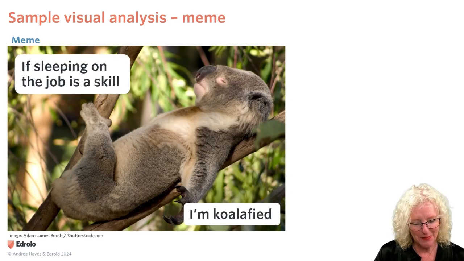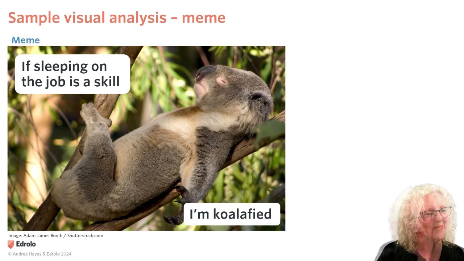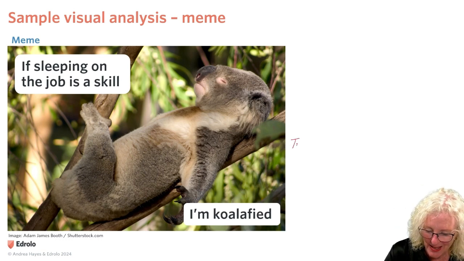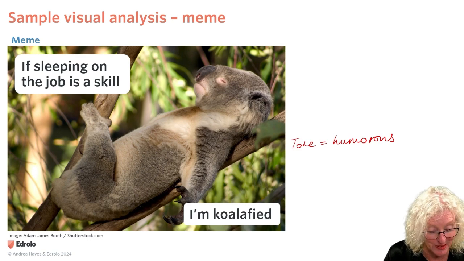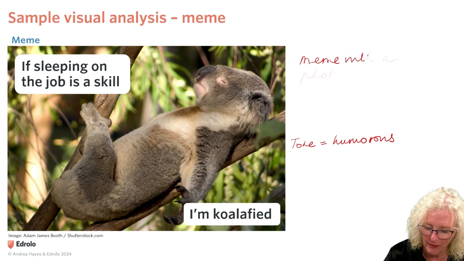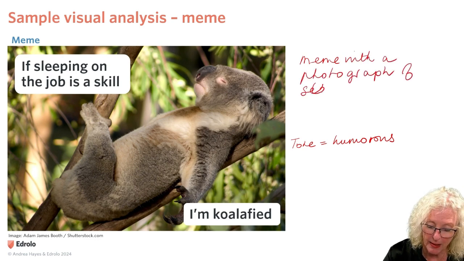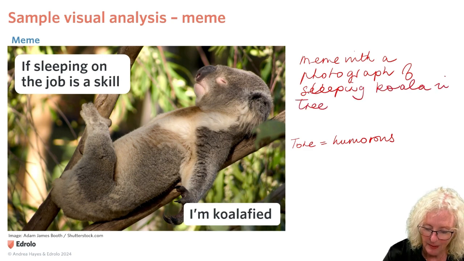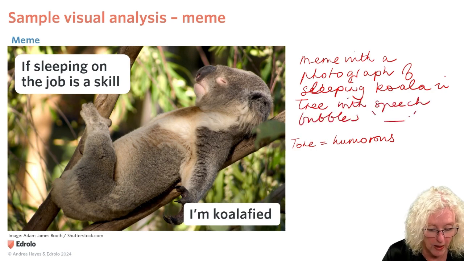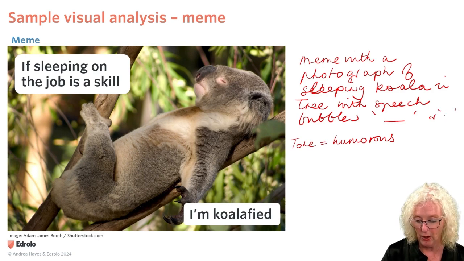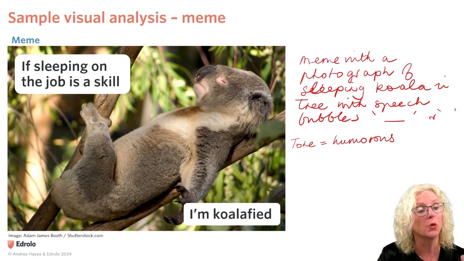Now, here is a meme. I particularly like this meme. So we know that already the tone is humorous here. Humorous is often a tricky word to spell too. And so we know here that it's a meme with a photograph of a sleeping koala, sleeping or sunbaking, maybe doing a bit of both. Sleeping koala in tree, but with speech bubbles. And you could quote one or both of those if you wanted to. And it's actually the content of the words in the speech bubbles that provides the humour here.